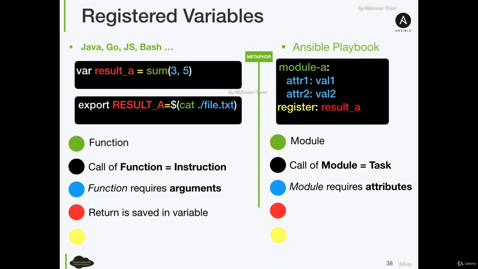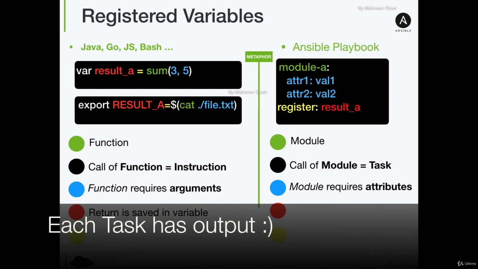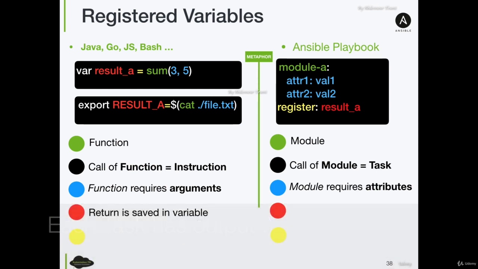The red color presents the output of the call. As we have input, we have also output. Each function returns a value. The same with Ansible, each task has an output. To save the value of the output, we define a variable like result A and we use the equal sign to assign the output value to the variable.